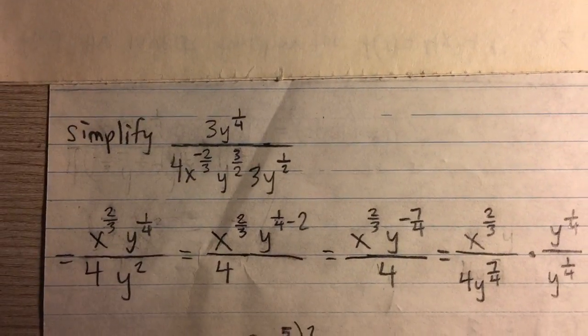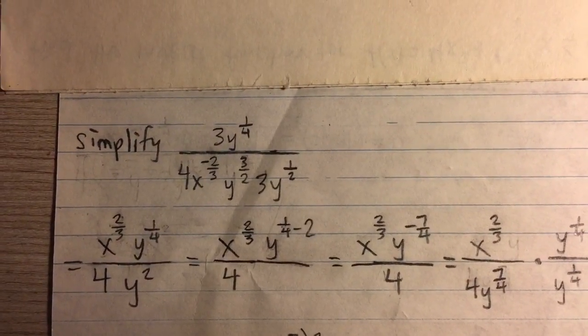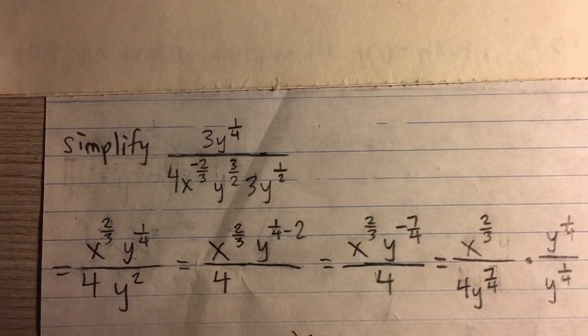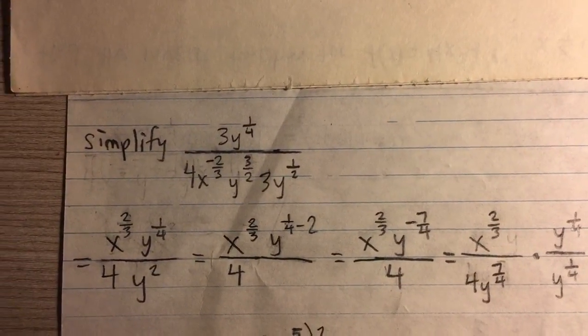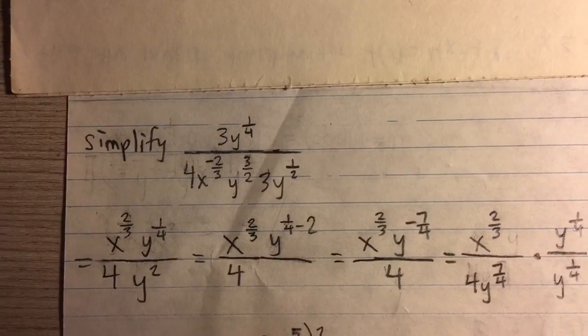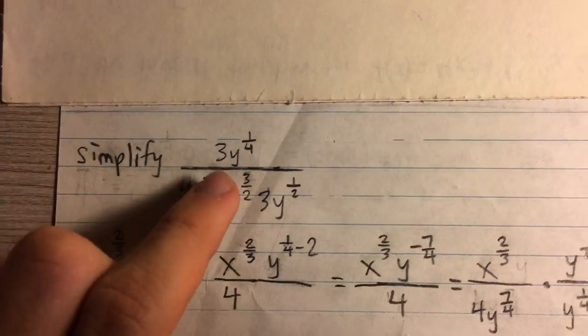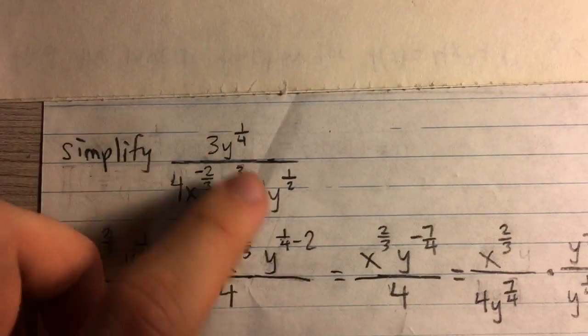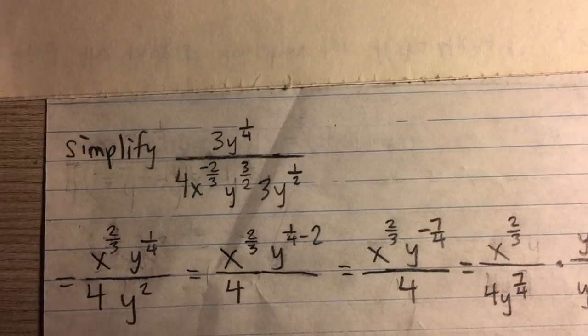Simplify 3y to the 1/4 all over 4x to the negative 2/3 times y to the 3 over 2 times 3y to the 1/2. First thing we can do here is notice we have a 3 in the numerator and a 3 in the denominator. So 3 divided by 3, that cancels out.